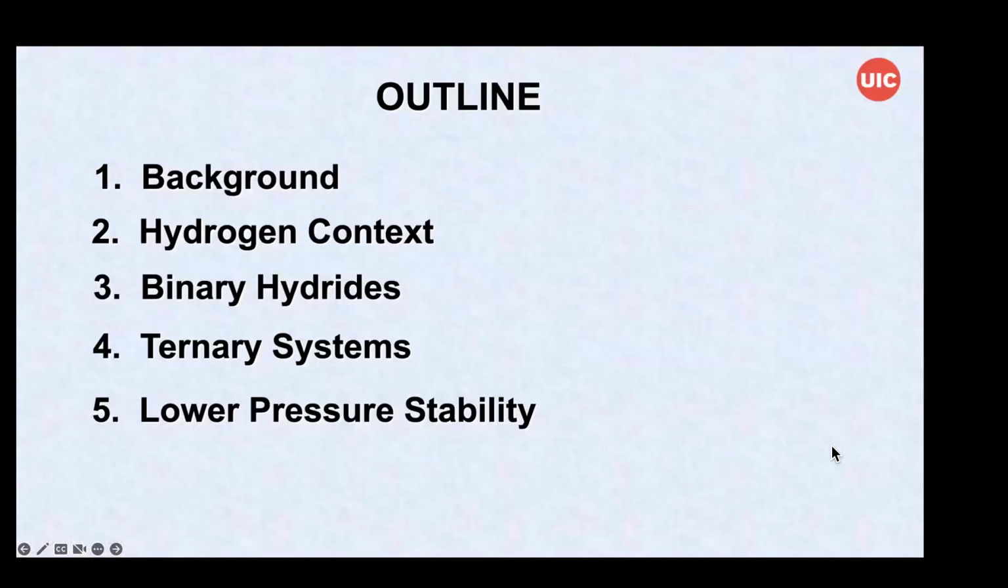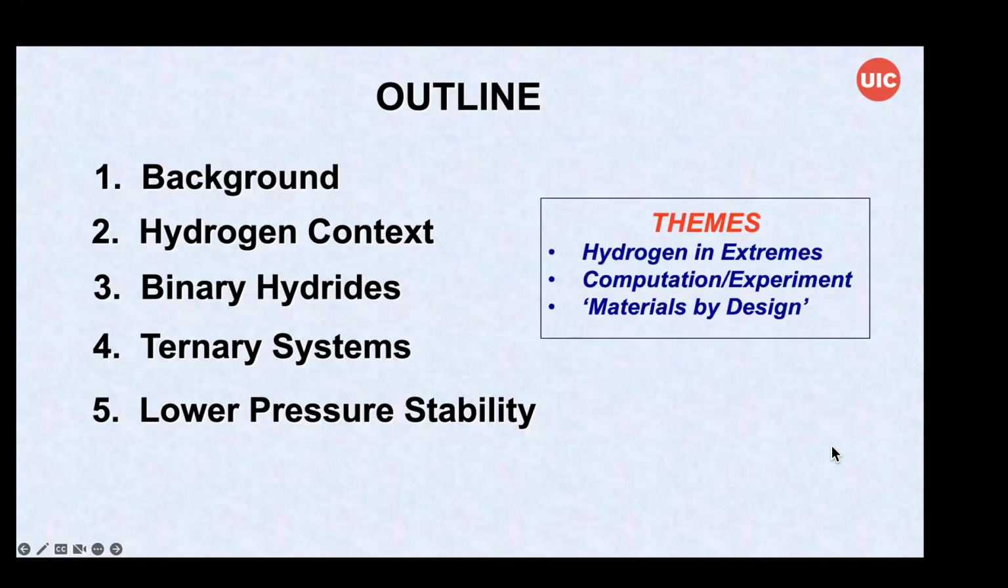So the outline of my talk is shown here. Start out with some general background and then move into the context in terms of metallic hydrogen. I believe a few words were said about this earlier. Then move to a short discussion of binary hydrides, ternary systems, and then the challenges of low pressure stability. So again, the theme is hydrogen and extremes. And again, I come back to the synergy between computation and experiment, theory and experiment. This is really a wonderful example of materials by design. Really remarkable in modern condensed matter physics.